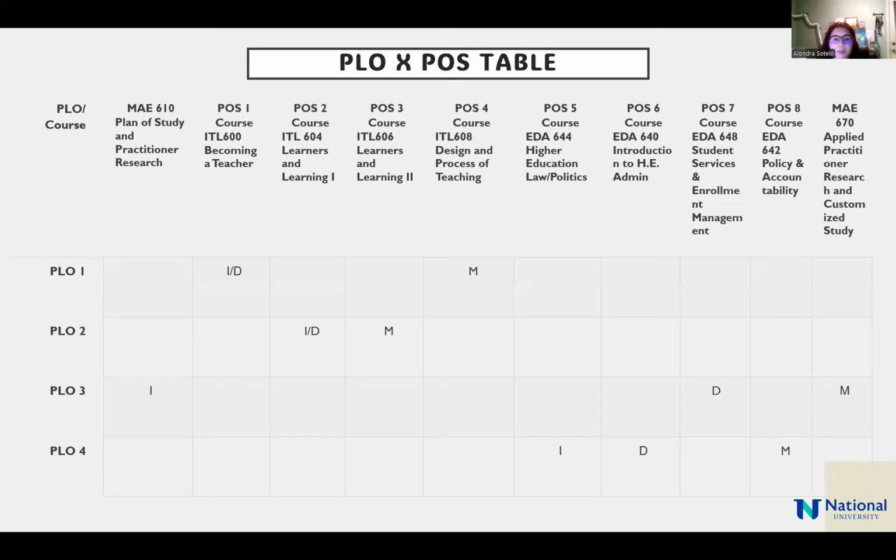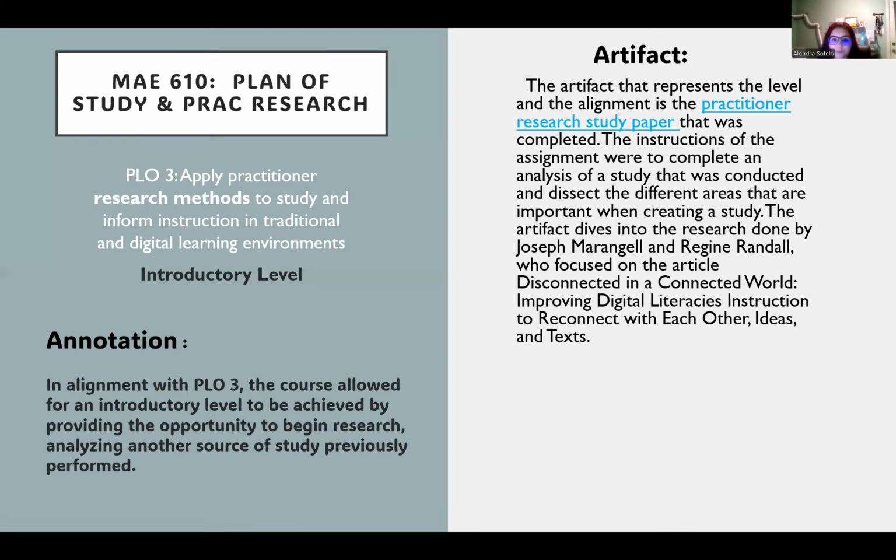POS 3, I chose the PLO 2 in the mastery experience level. POS 4, I chose the PLO 1, that is through the mastery experience level. POS 5, I chose PLO 4 in the introductory level. POS 6, I chose PLO 4 in the developing level. POS 7, I chose PLO 3 in the developing level. POS 8, I chose PLO 4 in the mastery experience level. MMAE, I chose for the 670, the PLO 3 in the mastery experience level.